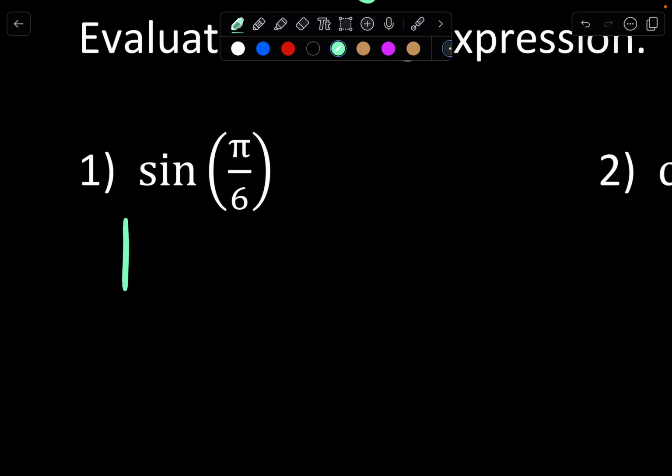So sine of pi over 6, no domain restriction, it's just sine. Pi over 6 is in quadrant 1, and it's going to be closer to the x-axis. Therefore, that y-coordinate will be 1/2.